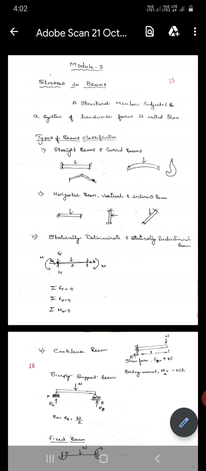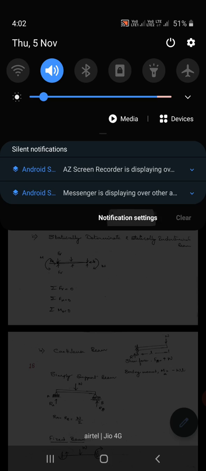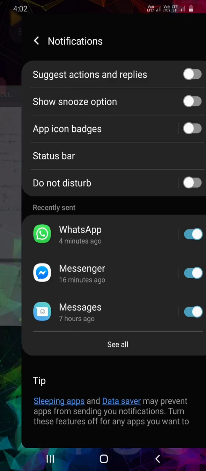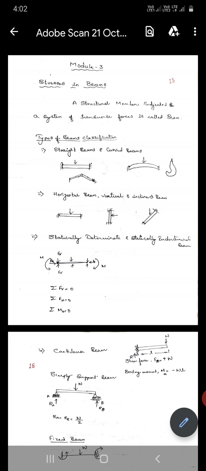Second one, horizontal beam, vertical beam and inclined beam. Horizontal beam, as the position is horizontal, is a horizontal beam. Vertical beams are basically vertical. Inclined beams are inclined at an angle.